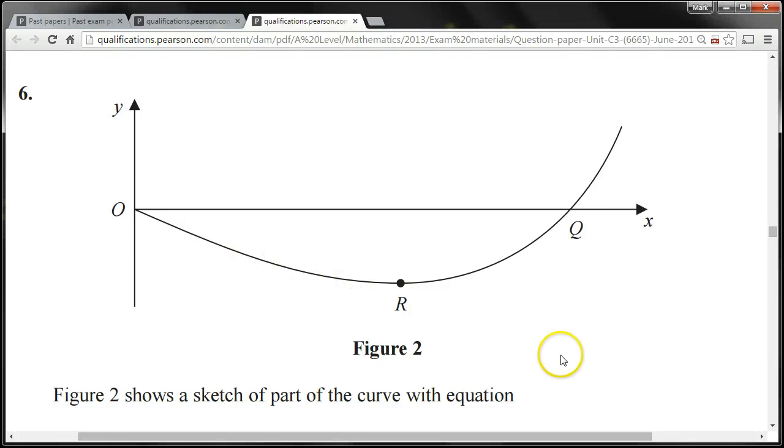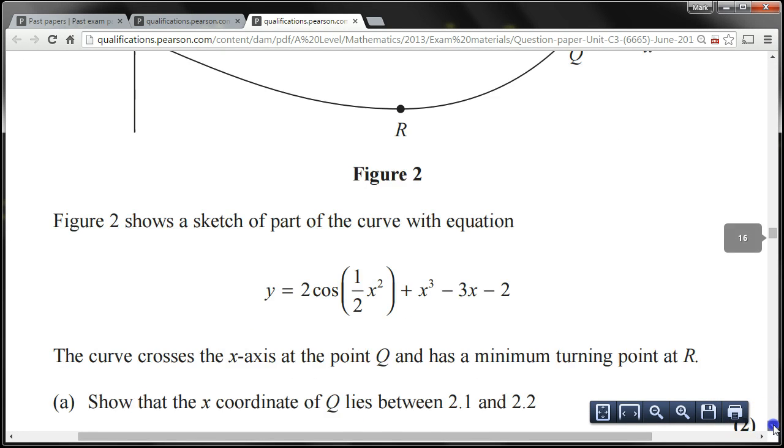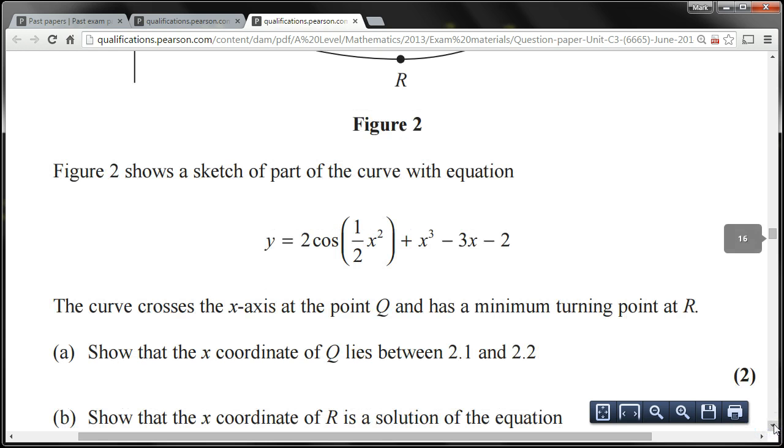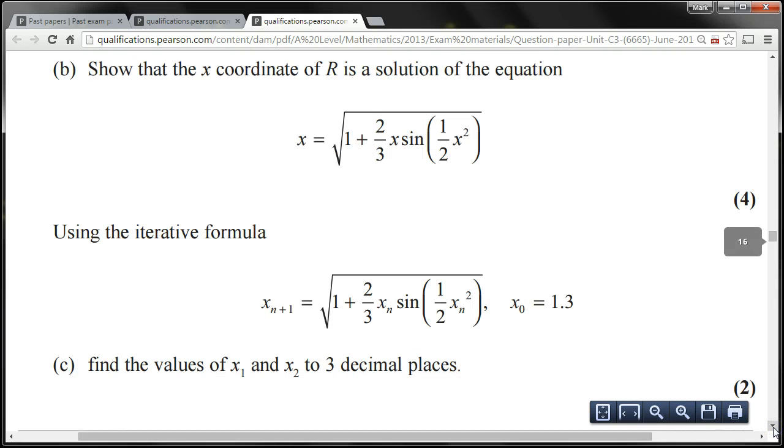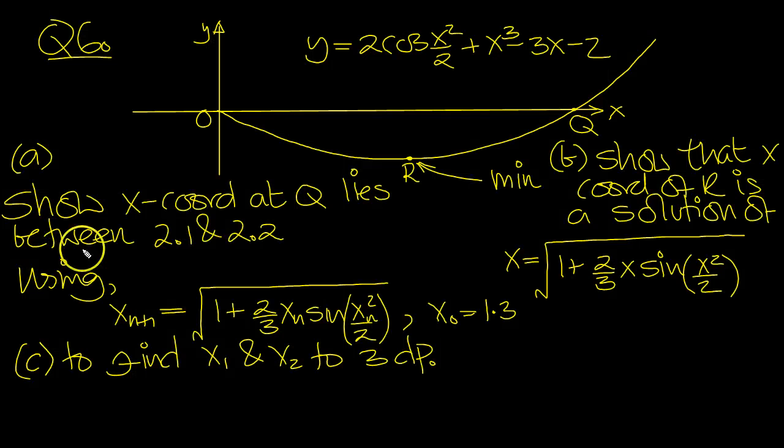Okay, here's the question then. I've got it summarized over the page. It's a long question. This is a sketch of the curve with a minimum at R. Then we've got parts A, B, and part C. This is part C. Okay, so I've got it all summarized here on one page.